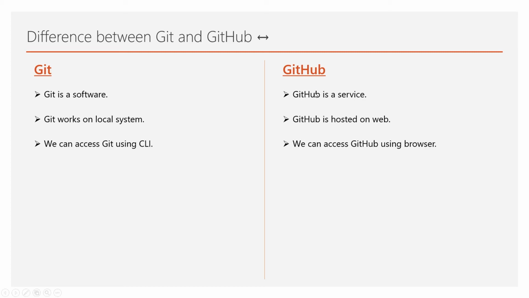While GitHub is a service, it is provided by GitHub and it is different from Git. Git is mainly on local machines, while GitHub can be treated as a server. It is actually a server. We can access Git using the CLI, and in the case of GitHub, we can access GitHub using a browser.